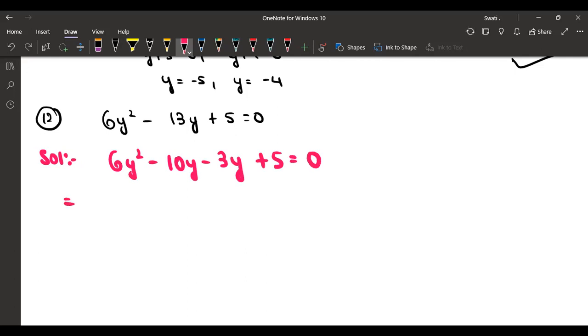Now from here, I'll take 3y common. So I'm left with 2y. And then here, okay, sorry, I'll take 2 common.